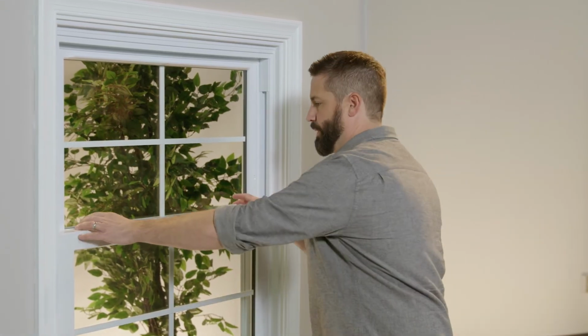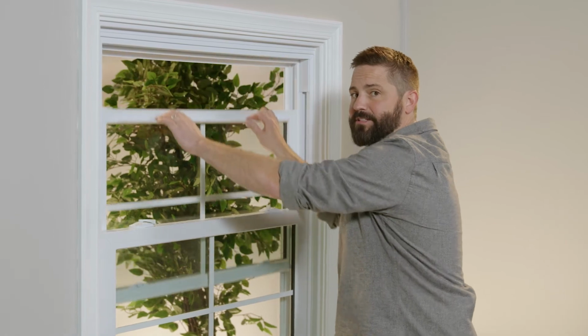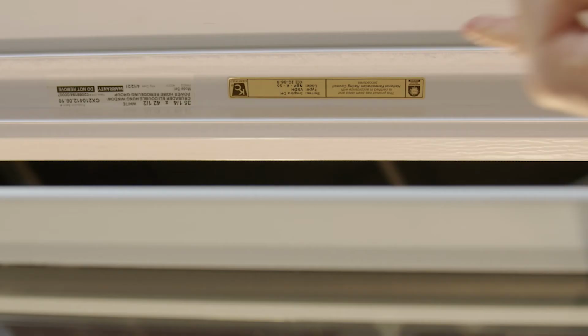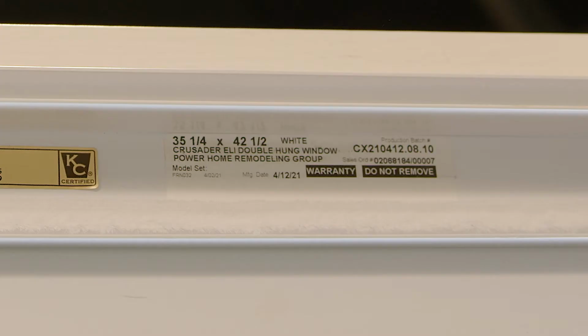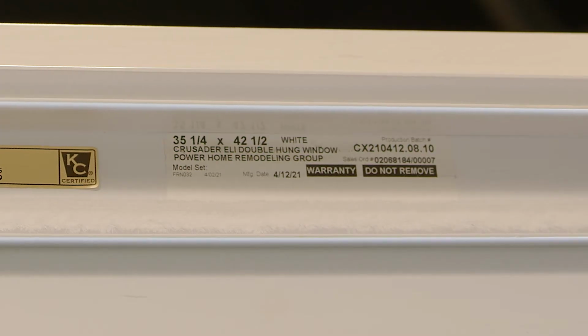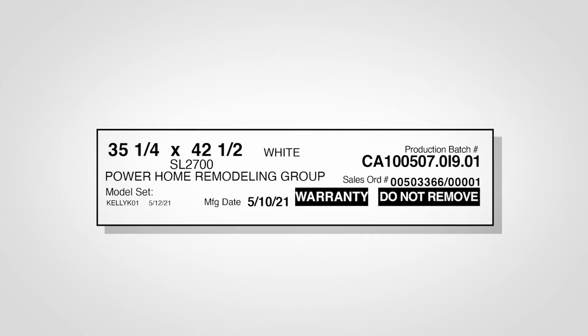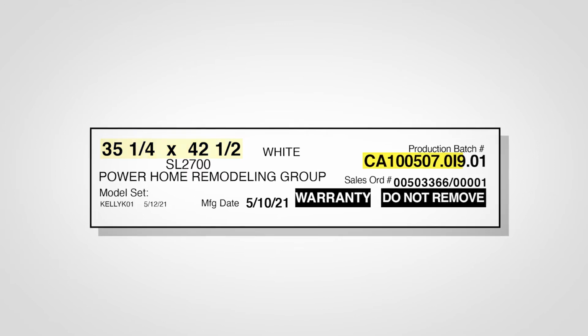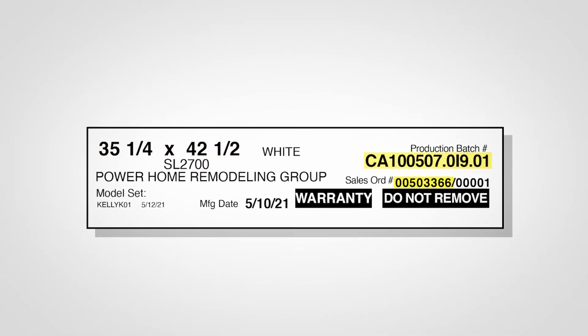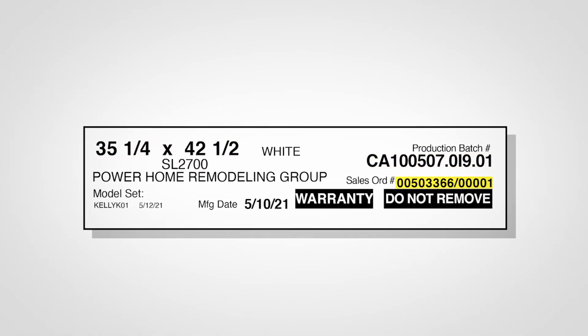So over at your window, just unlock it and pull the top sash down a bit. If you look up in the frame here, you're going to see two stickers, a gold one and a white one. The white one contains 3 pieces of critical information. The most important is the size. This one happens to be 35.25 by 42.5. You're also going to see the window identification number and the sales order. Again, providing that information to us is going to help us remedy this situation quickly and efficiently for you.